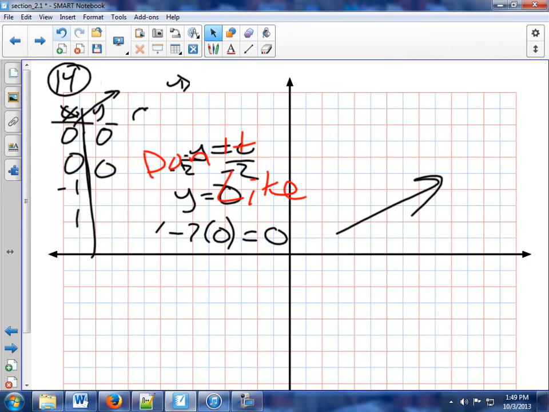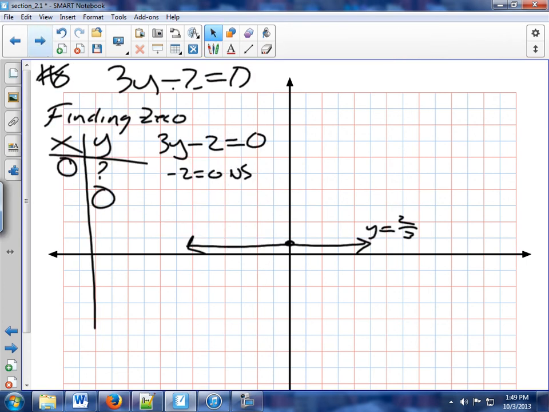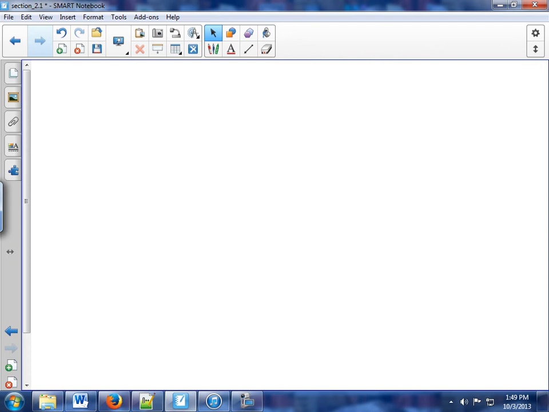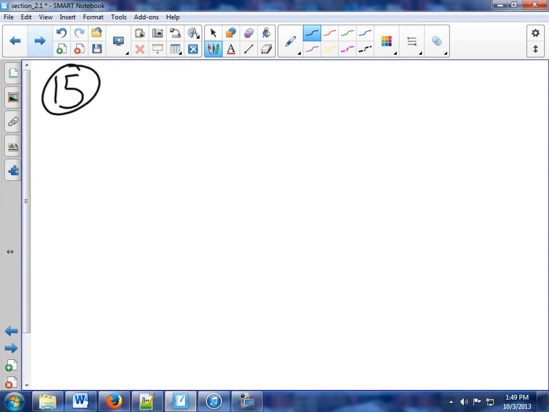So we're going to go with y equals mx plus b. I'll give you another one. Give me another one out there. 14? 15. 15. What is it?